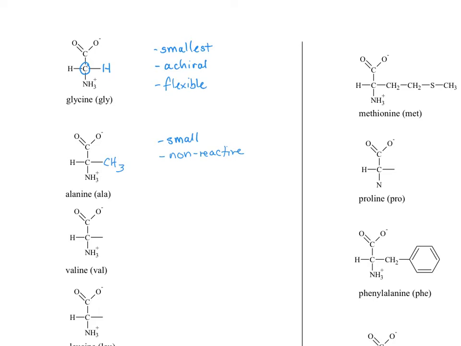So before we move on, I just want to point out that all amino acids have an alpha carbon. The next carbon out, in this case, is going to be called a beta carbon. And glycine doesn't have a beta carbon, but alanine and all the other amino acids do. So, great, let's move on.